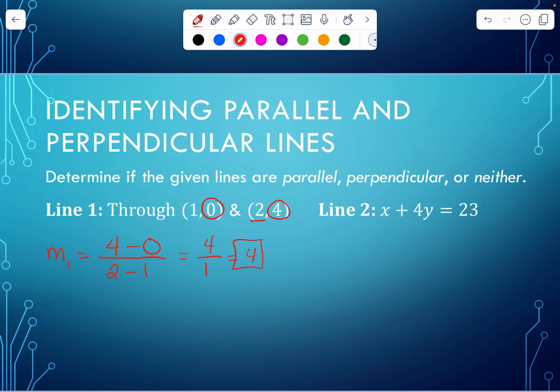Over here on the second one, I'm going to solve it for y. So I'm going to start off by subtracting the x from both sides. Then I'm going to divide everything by the 4. And again, we honestly don't care about the y-intercept per se. So I have -1/4 x plus 23/4. So my slope of line 2 is -1/4. So when I look at those, the signs changed and they flipped. So that means they would be perpendicular.